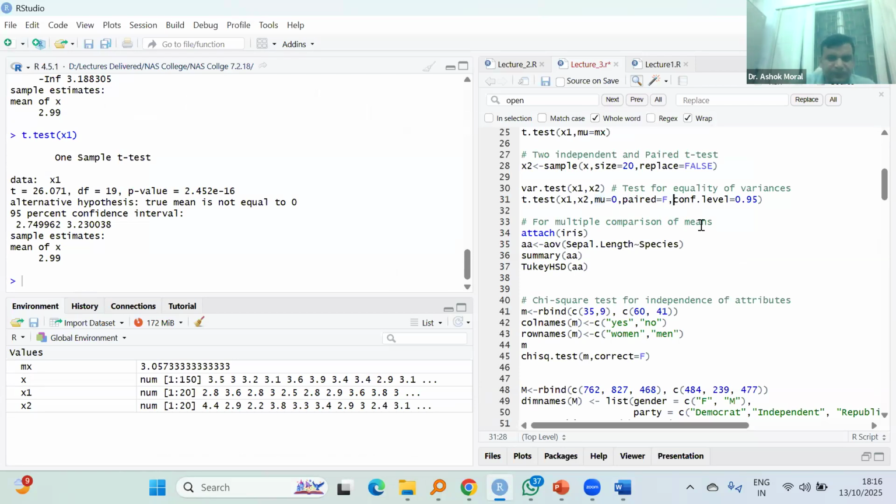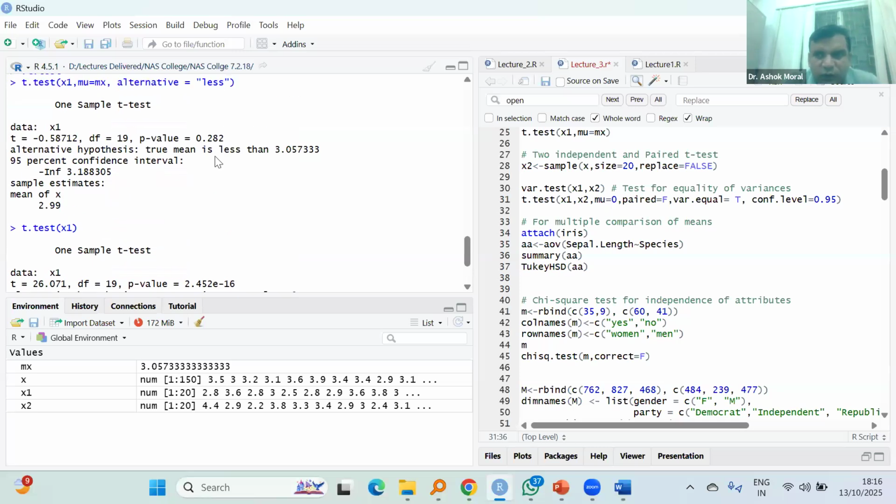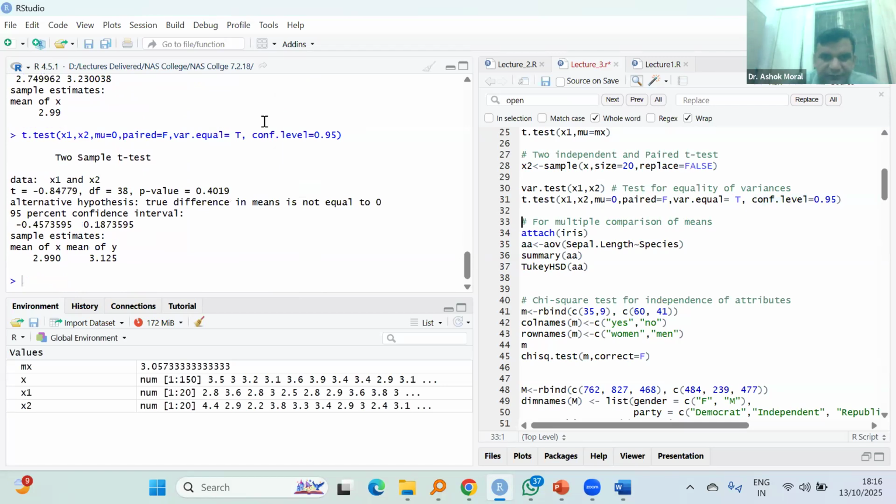Paired is false because both samples are independent. Where dot equal, either variances are equal or not. So we have tested that, and we have the result that both samples x1 and x2 are homogeneous. So we will use where dot equal is equal to true. And if you want to calculate the 95% confidence interval, then you can just write conf dot level is equal to 0.95. Is it clear? Just this one.